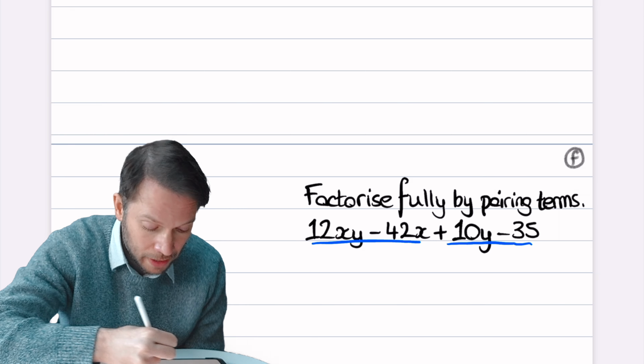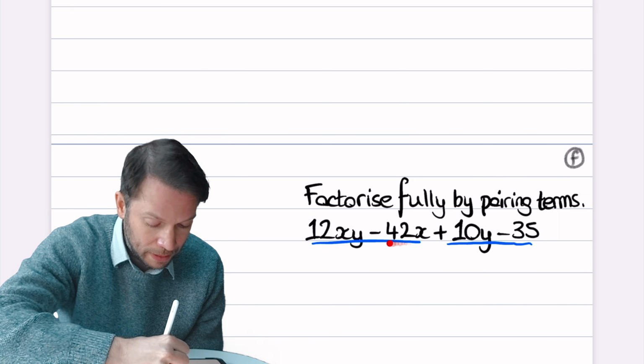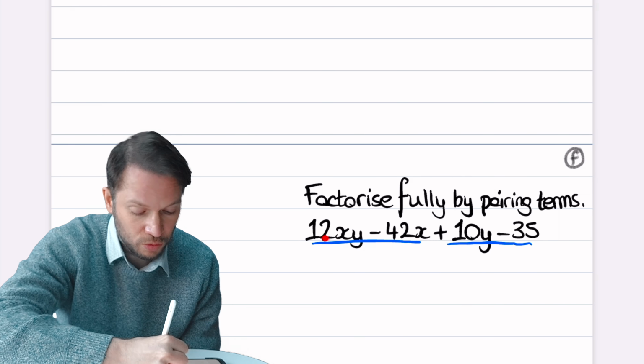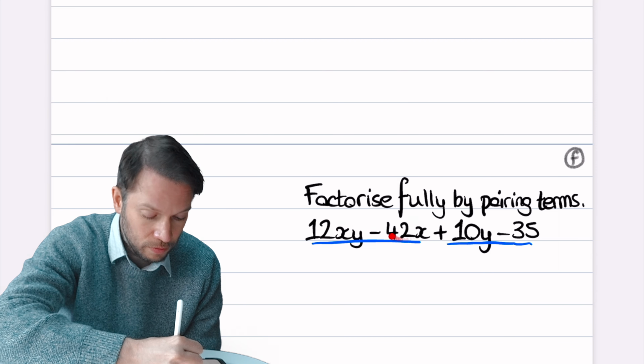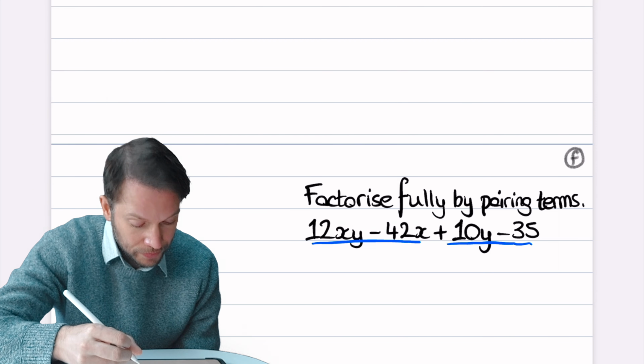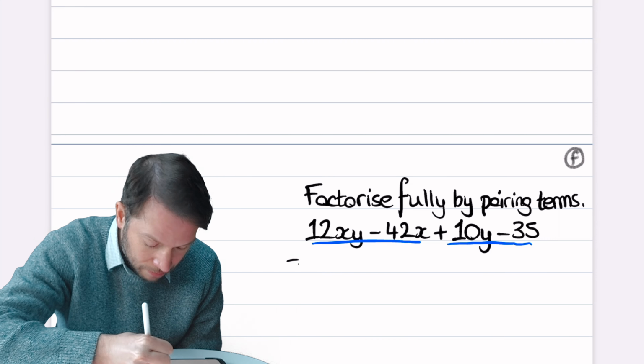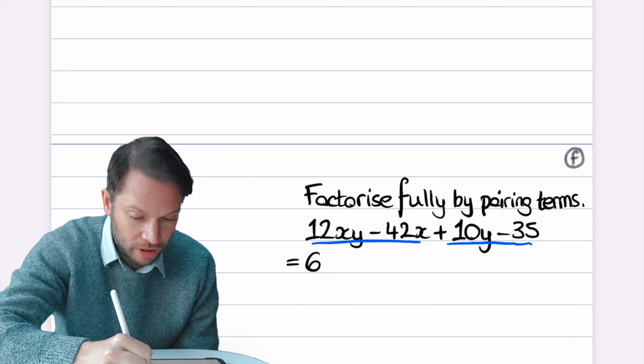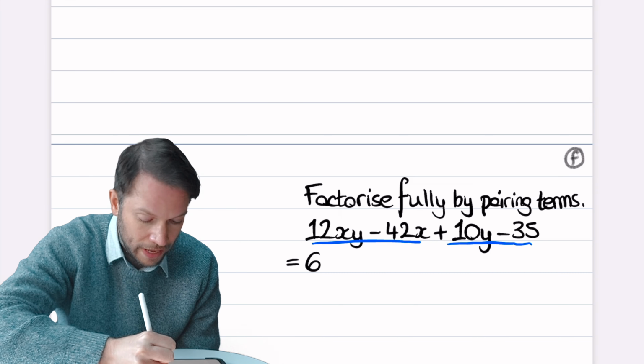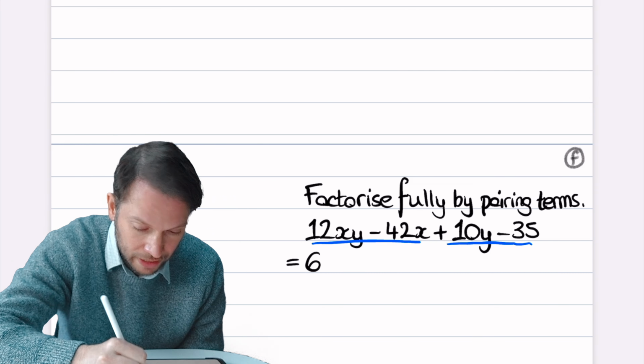So let's see that. Let's look at this first pair first. What's common to 12xy and 42x? Well, I can see they both have a factor of 6, so I can take the 6 out. And they also have a common factor of x. You've got the x here and the x here, so I can take out x.